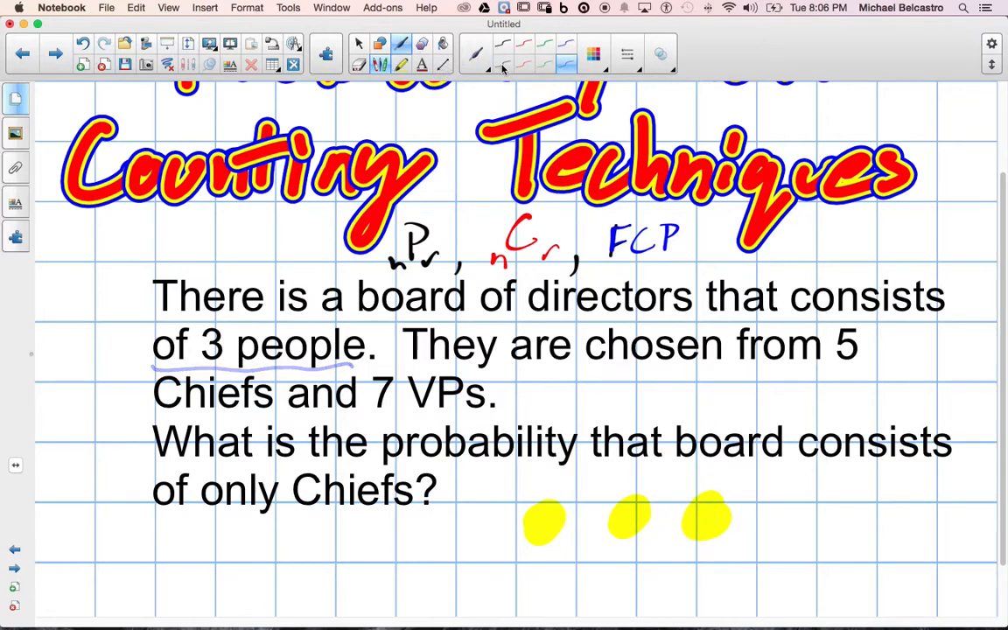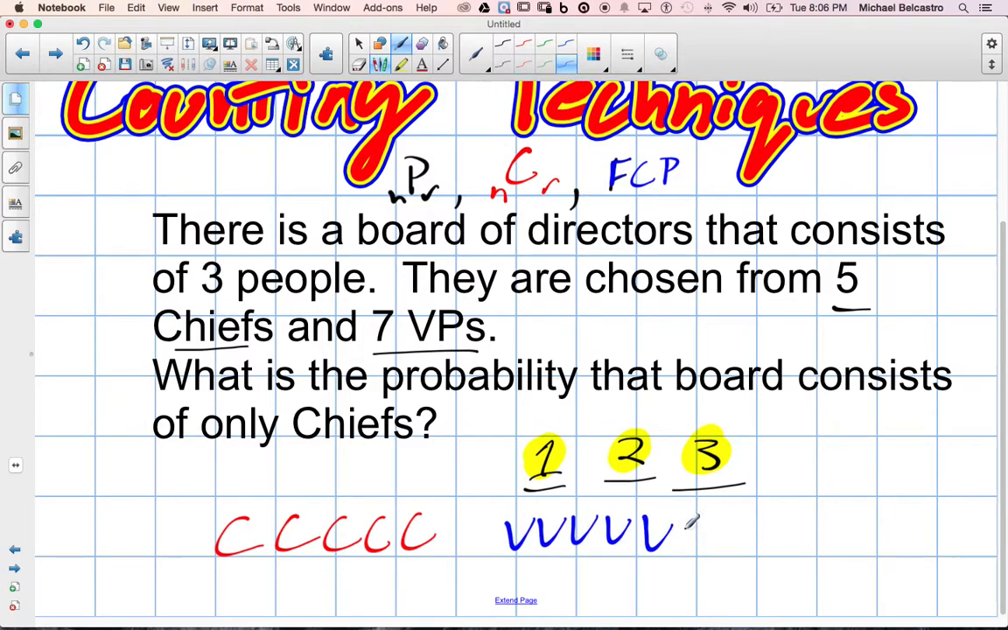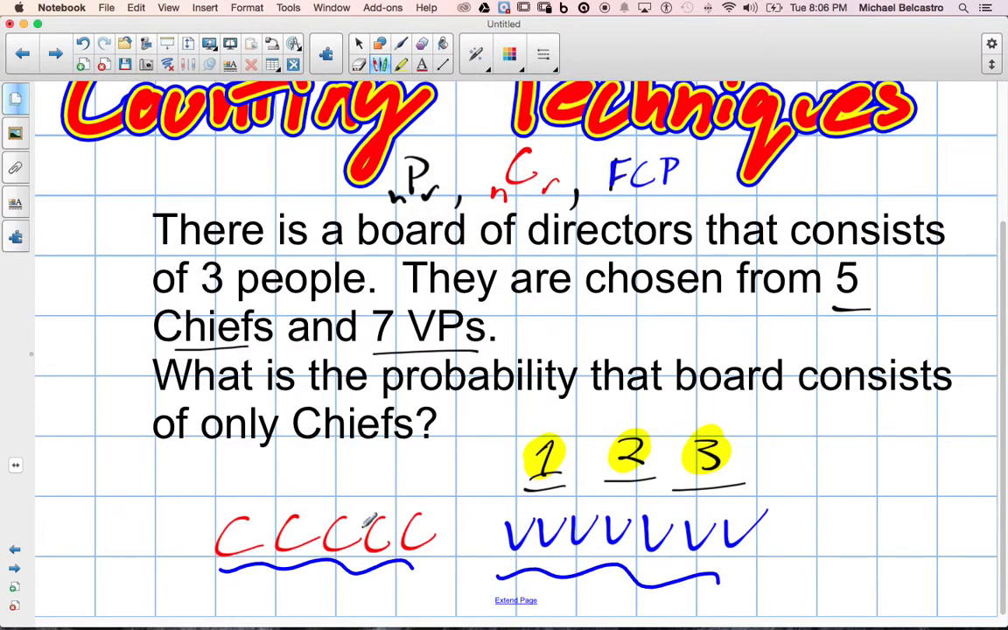So you got 3 positions: position 1, position 2, and position 3. They are chosen from 5 chiefs and 7 VPs. So you have 1, 2, 3, 4, 5 chiefs, and then you have 7 VPs, 1, 2, 3, 4, 5, 6, 7. From this, they're going to choose 3 guys and place them into these positions. They just don't know who they're going to pick yet.